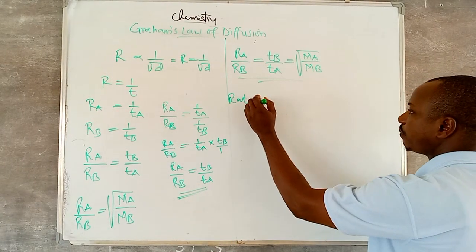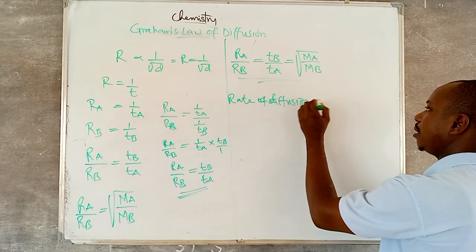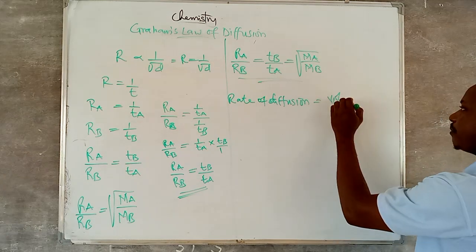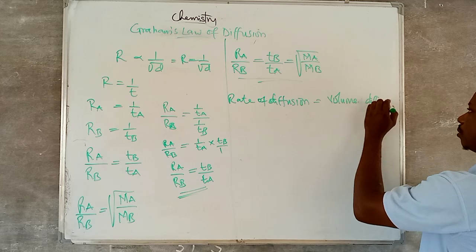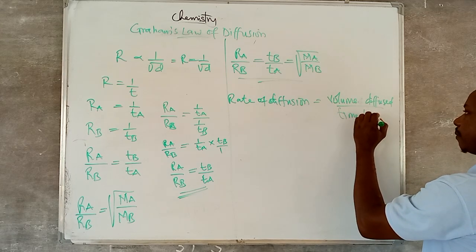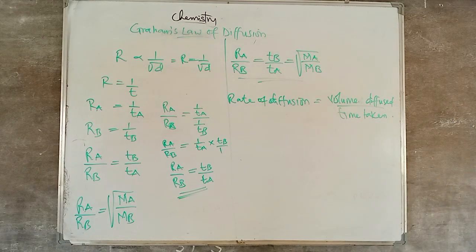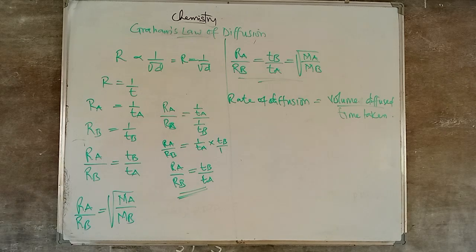The rate of diffusion of a gas is equal to the volume of that gas diffused over time. So all these things are the formulas we use in calculating rate. Volume diffused over time. So just check the formulas once again. We will go over to the calculation proper.